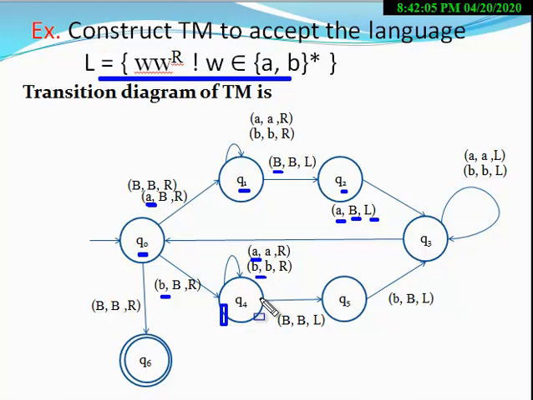As soon as at the state Q4 the blank symbol appears, the machine goes to the Q5 state. At the Q5 state, when tape symbol small b appears, then the machine moves to the Q3 state. Here B, here A.